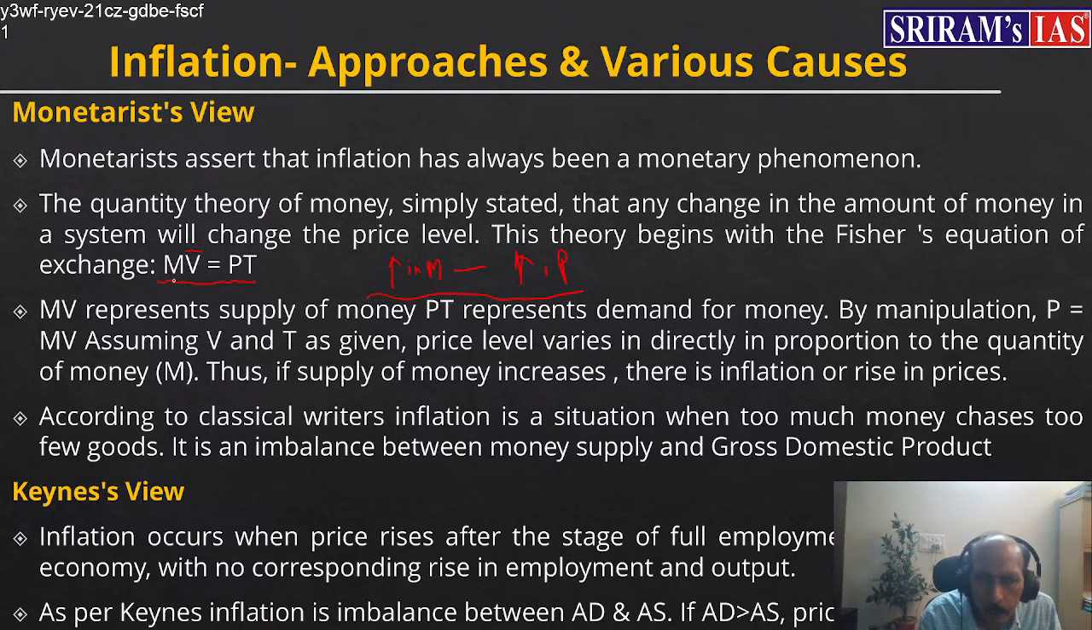MV is equal to PT. This equation always holds according to them, and much of inflation can be explained keeping this equation in view. When money supply rises, nothing else changes in the economy and prices start rising. And therefore, they assume that inflation is purely a monetary phenomenon. It takes place only when the supply of money changes in the economy. And this is their approach.